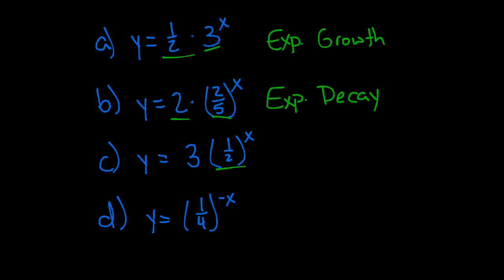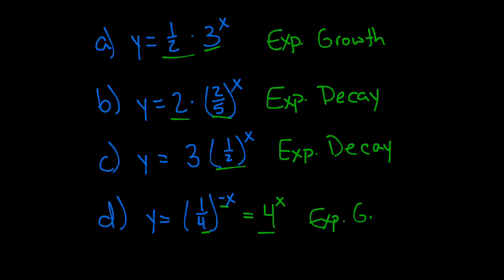Here, 3 times 1/2 to the x. Same as the one before, that's between 0 and 1. So this one would be decay. Every time we multiply by that 1/2, we'd be getting smaller. And last one, trying to trick you a little bit, 1/4, so that's smaller than 1, but it's to the negative exponent. So this would be the same, we could flip that over, and this would be the same as 4 to the positive x. So there we have an exponent larger than 1. Every time we multiply by 4, we're getting larger, so this is exponential growth.